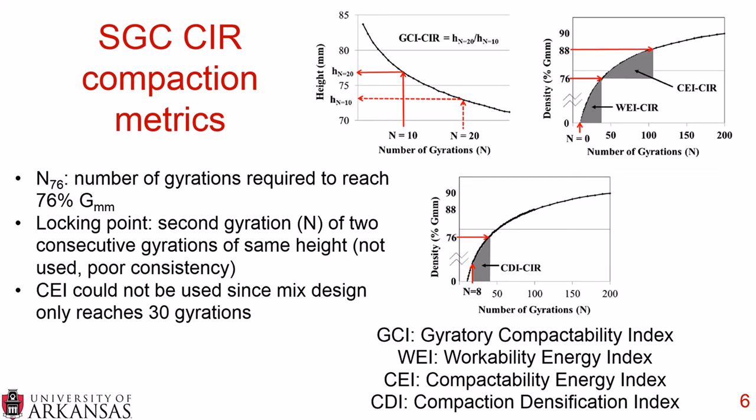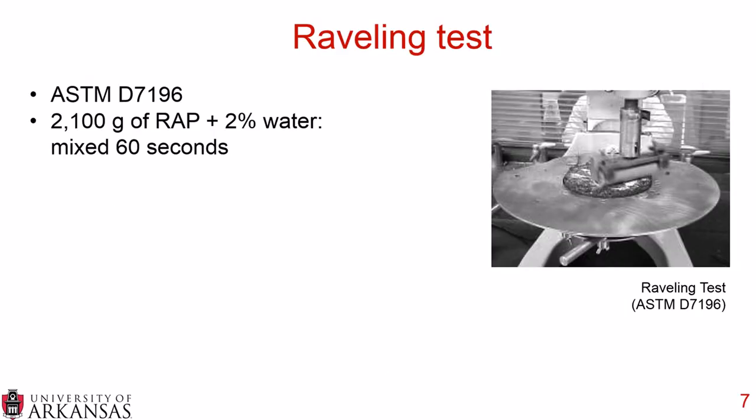That's a benefit and a disadvantage of these compaction metrics. The benefit is we had to make samples for the raveling test, and while we were physically making the samples, we were able to capture all of these compaction metrics. However, the CEI could not be used because you can see in that upper right-hand graph, we needed to get to 88% maximum density, and that just simply didn't happen. We were compacting to 30 gyrations. So this is an overview of the compaction metrics, and now we'll take a look at the materials that were used after we look at the raveling test.